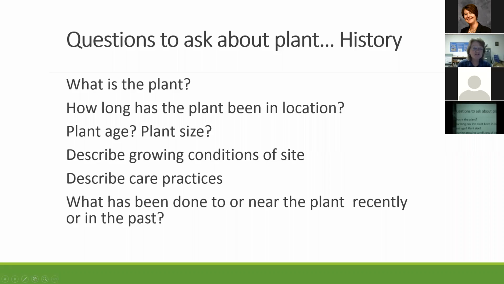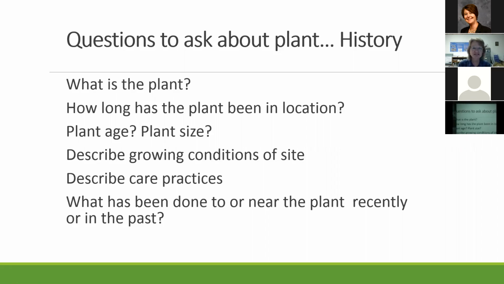Describing the growing conditions of the site, the care practices: how have you irrigated, fertilized? Does it have mulch? Has it been pruned? Just some of the care practices. What has been done to or near the plant recently or in the past?